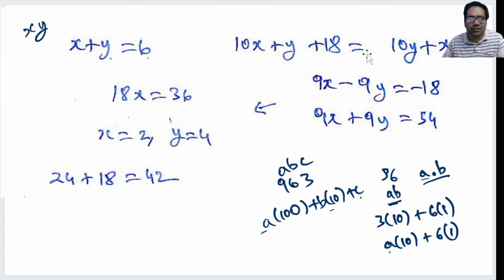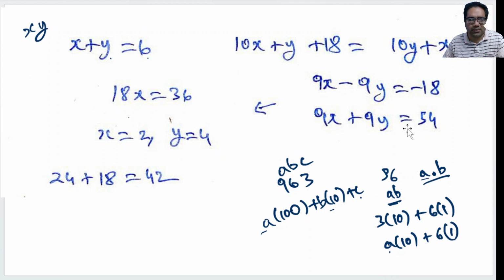If we add 18, then it becomes yx. yx means 10y plus x. Right, 63 means 6 times 10 plus 3 times 1. So 10y plus x is what it has become. So this is the equation we should write. Once we write this, the rest will become direct. If you simplify this, 10x minus x is 9x, plus y minus 10y becomes minus 9y, equals minus 18. And x plus y equals 6.